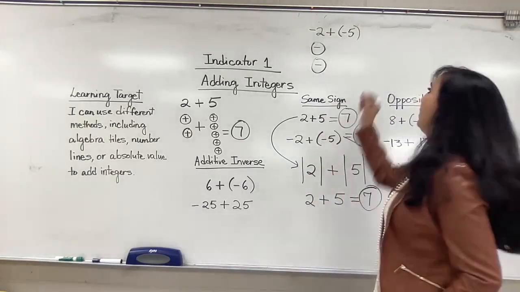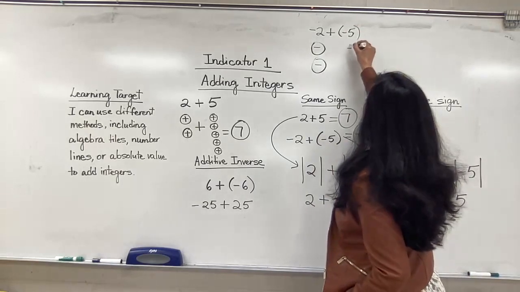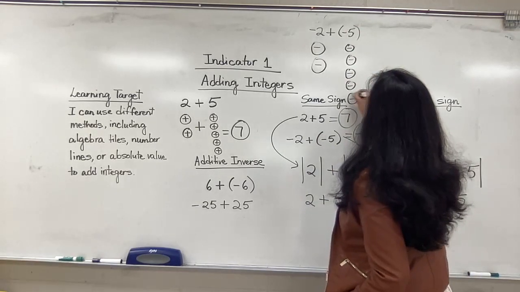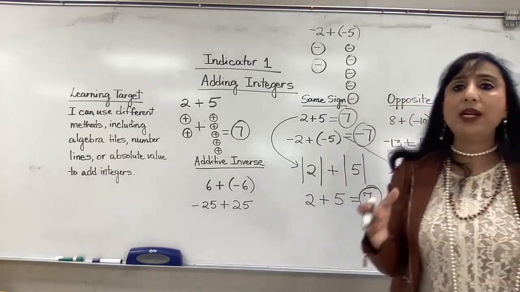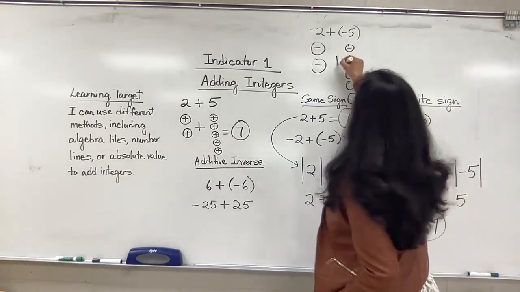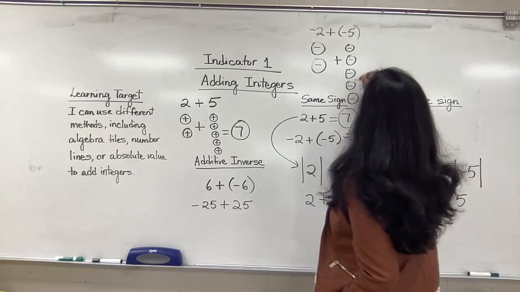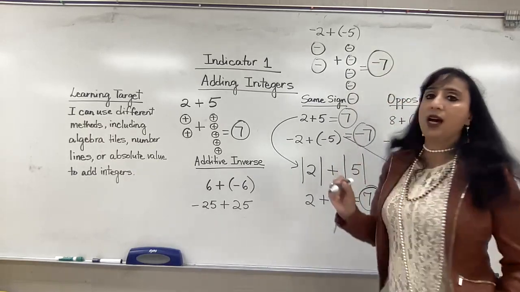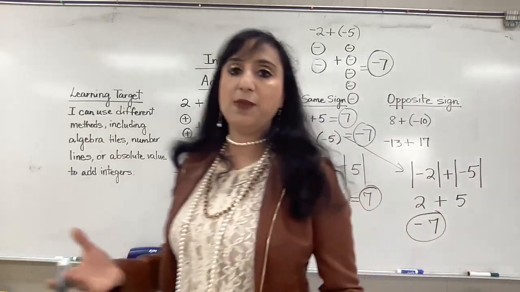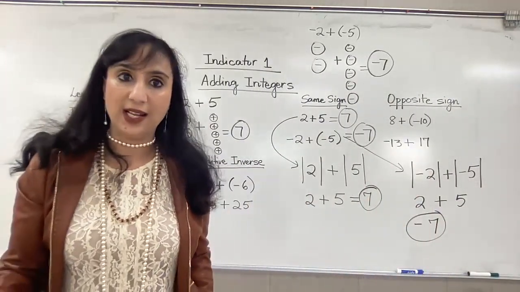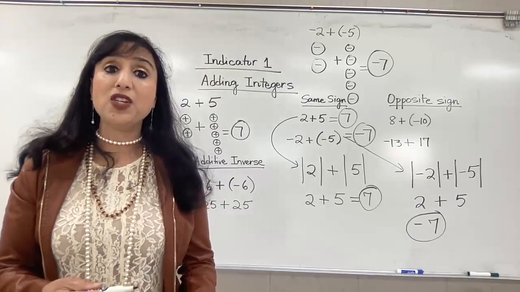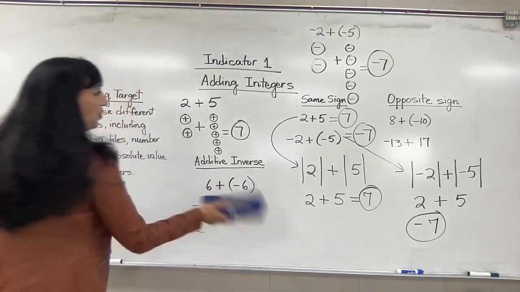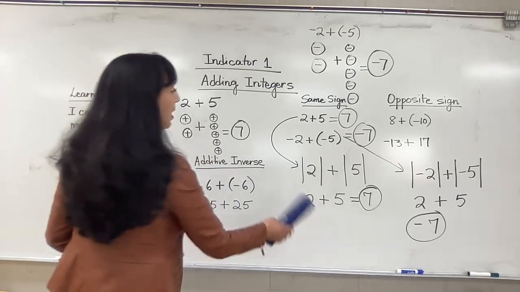All right. And then I have five more negatives. 1, 2, 3, 4, 5. How many negatives overall? 1, 2, 3, 4, 5, 6, 7. So that gives me -7 as the answer. So that is basically using the algebra tile. Okay. Now let me show you on the number line. We'll show you the same thing on the number line.